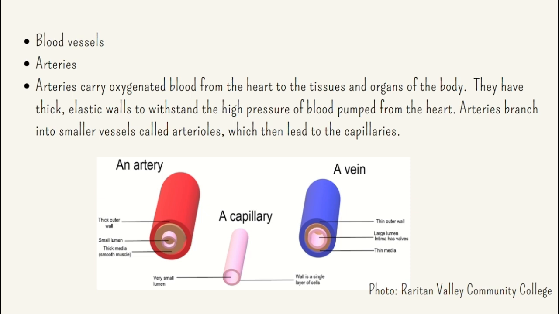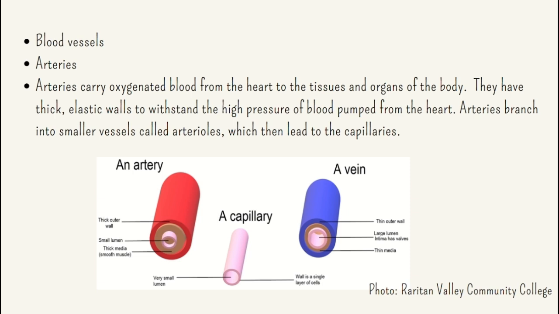Now it's saying here that they have thick elastic walls to withstand the high pressure of blood pumped from the heart, right? And they also branch into smaller vessels called arterioles, which then lead to the capillaries. Then they have venules and then the vein, but you don't necessarily have to worry about all of that. That's just how it travels.